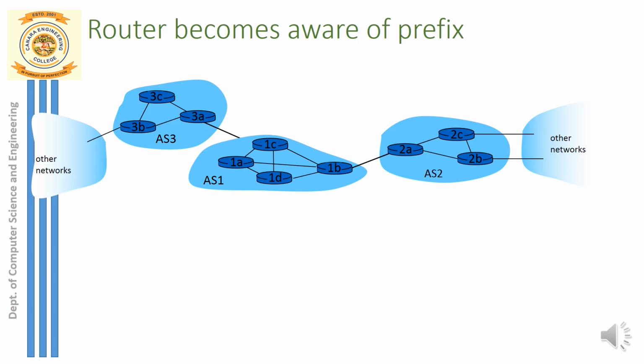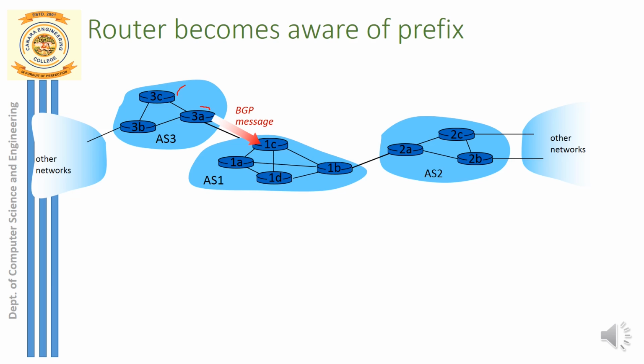We can just see now how the router becomes aware of prefix. This is just an example. Now you can see autonomous systems: AS3, AS1, and finally AS2. There are 3 autonomous systems here. Now suppose any one subnet connected to any of the routers within AS3 wants to send a message or any packet to AS1. In that case, how is it forwarding?